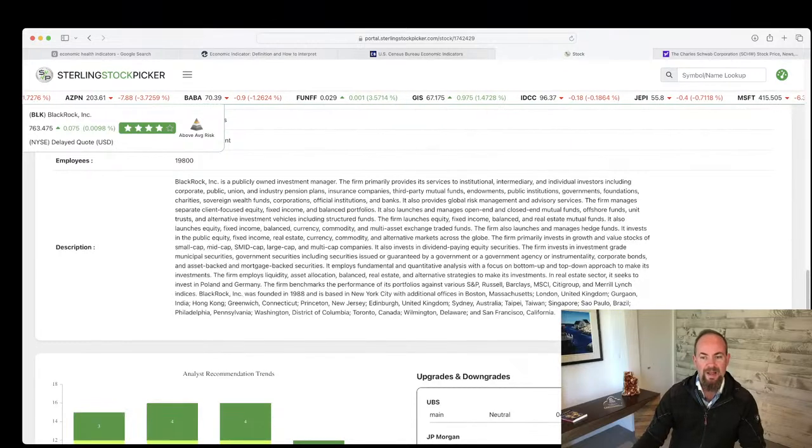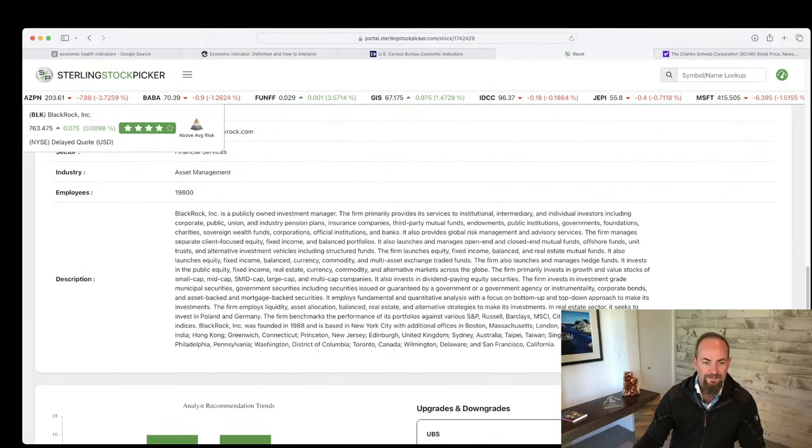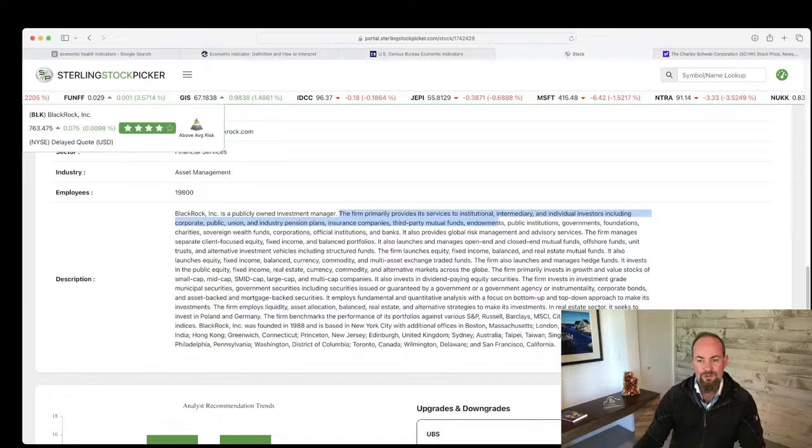Now, if you go to BlackRock's summary company description, publicly owned investment manager. The firm primarily provides its services to institutions, intermediary, individual investors, including corporate, pension, and so on. Third party, you can read this. Endowments, foundations, charities.